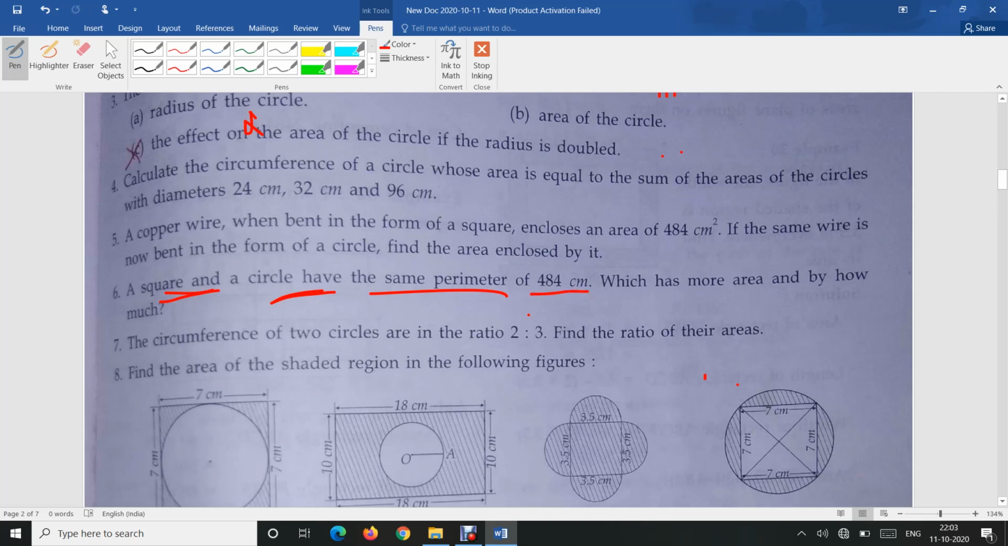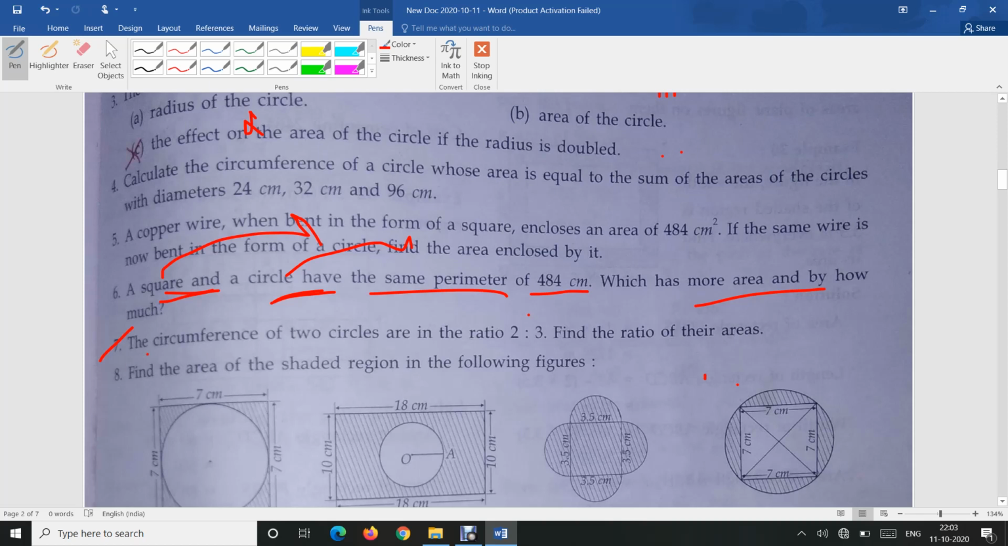So from here you can find out the side of the square and the radius of the circle. And after finding out the side and the radius, you can find out the area, and you just need to subtract the areas and tell which area is more than the other. Now let's see the question number 7.